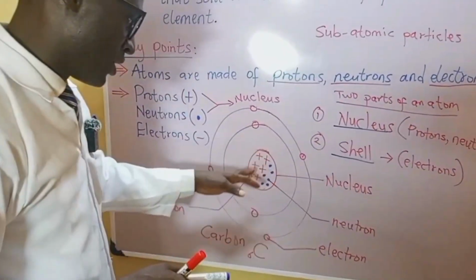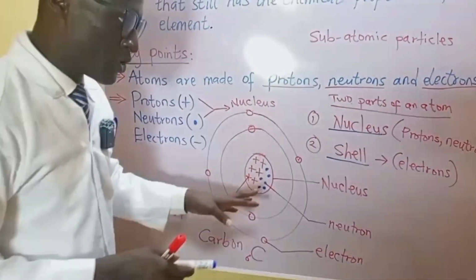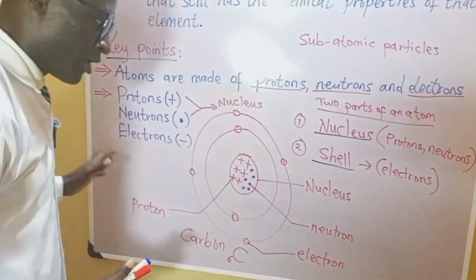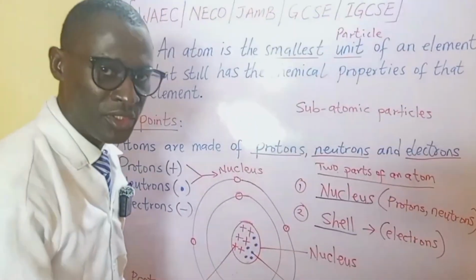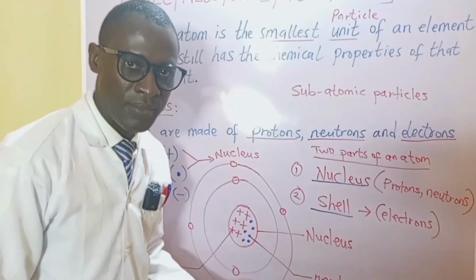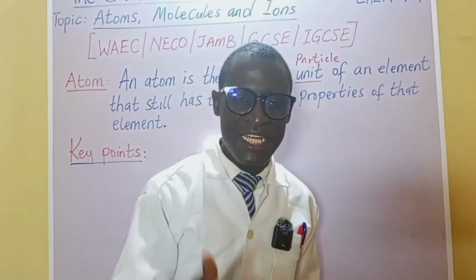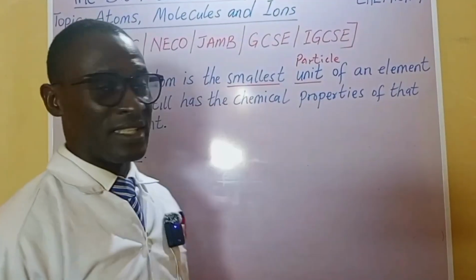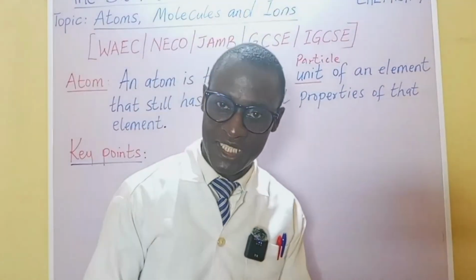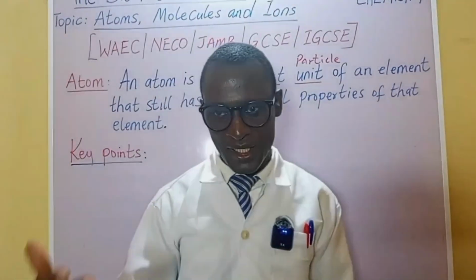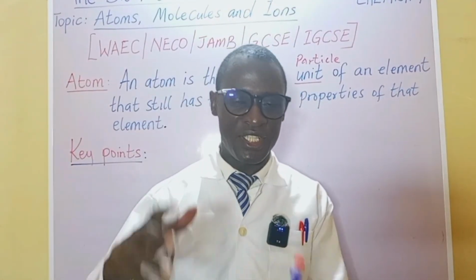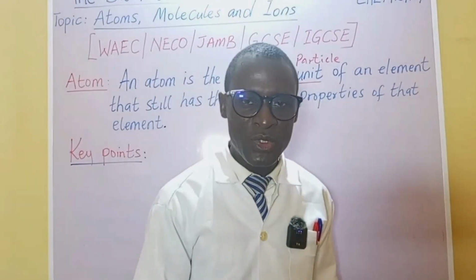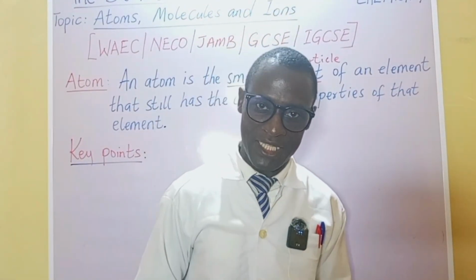Remember that we said that protons are always in the nucleus, neutrons are always in the nucleus, and then electrons are on the outside. Now, if the number of protons is equal to the number of electrons, that atom is what? Neutral. So an atom, which we said is the smallest particle of an element that still retains the chemical properties of that element. Now, elements, compounds, and mixtures are in another lesson. But since we're talking about atoms, I want us to understand that we have examples of atoms.